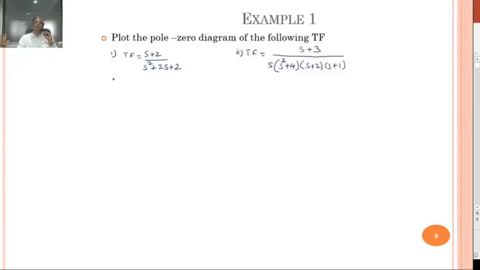Now first find the zero. Here s plus 2 equals 0, the numerator for this first problem, so the zero z1 is at s equal to minus 2. To find the poles, we have to solve this polynomial equation using the quadratic formula: minus b plus or minus square root of b square minus 4ac, divided by 2a, if the equation is a s square plus bs plus c. Here a is the coefficient of s square, b is the coefficient of s, and c is the constant.